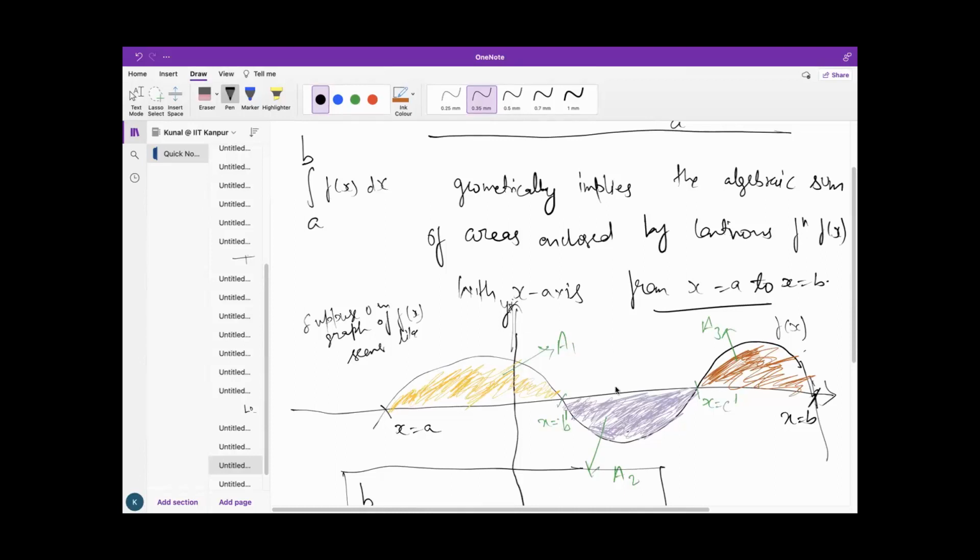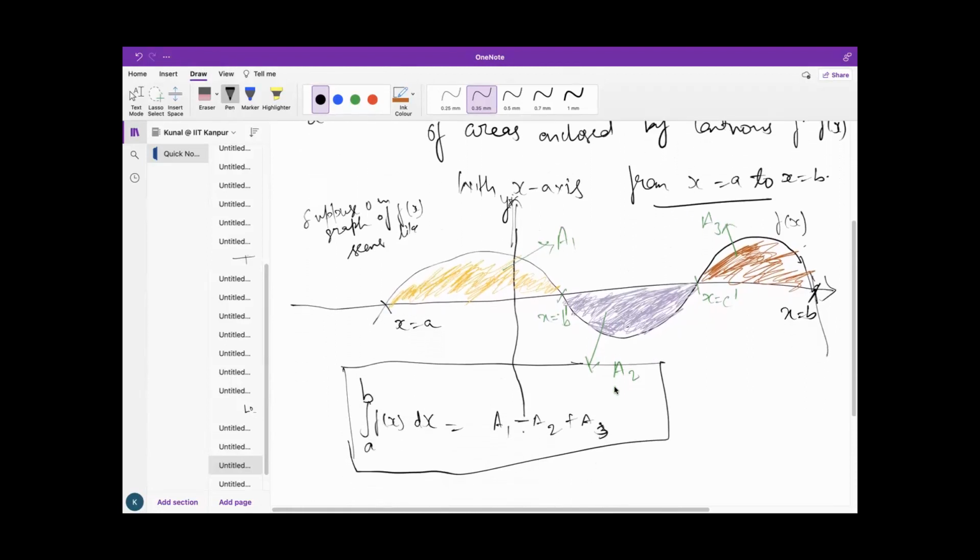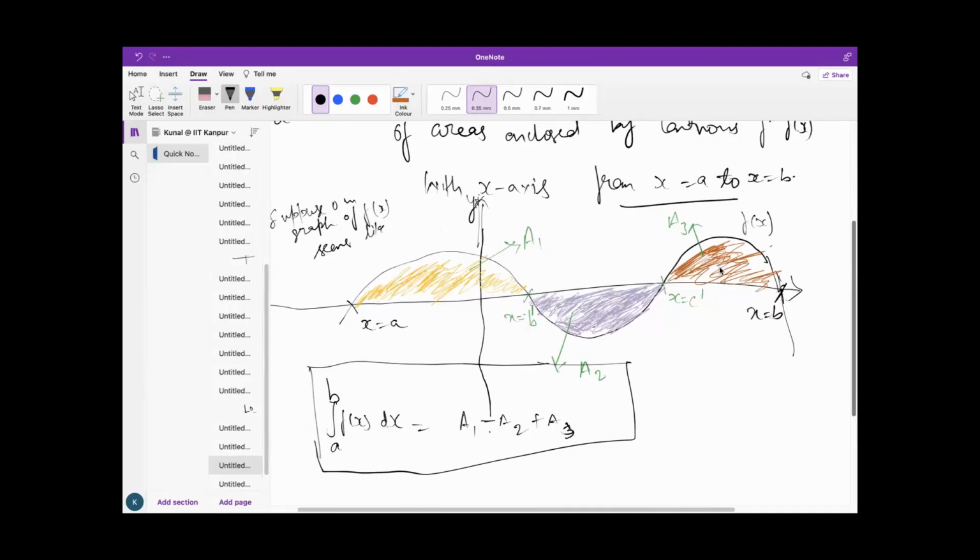Okay, some part lies above the x-axis, some part lies below the x-axis. So I am assuming two parts lying above the x-axis and one part lying below the x-axis. What I'm trying to say is the geometrical meaning is basically the algebraic summation of area in A to B. When the two parts are above the x-axis, both are going to add, and the part which lies below the x-axis will be subtracted. So it will be A1 plus A3 minus A2.